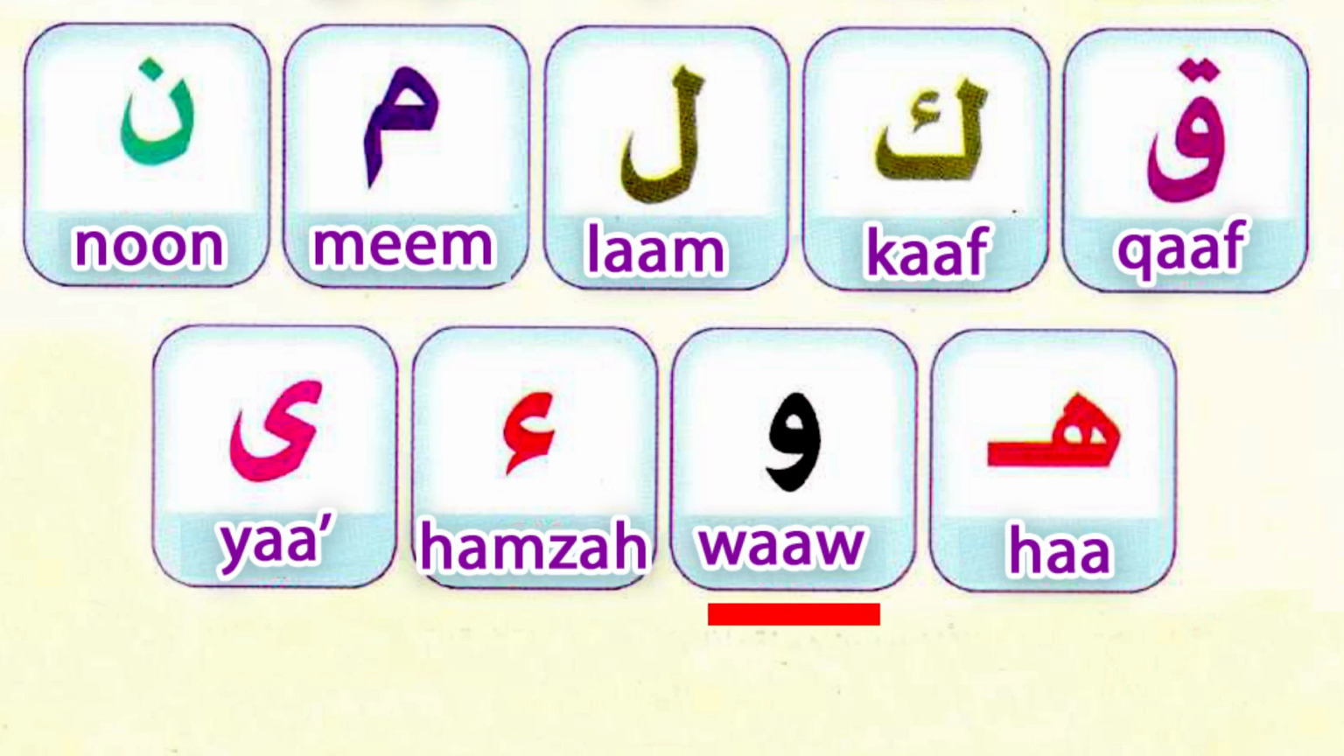Ha. Next one, the black one, is waw. Don't say wow, okay? It's just a waw. All right. Next one is hamza. If you can say the letter ha correctly, then you can say hamza, because it starts with the ha sound. Hamza. Then the last one is ya, and we call it ya, it has the shape of a duck. So this is ya.